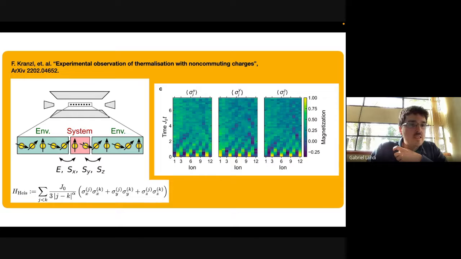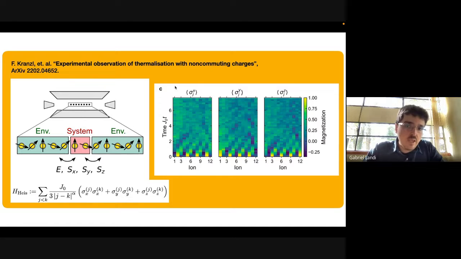So what they did here was they have a spin chain, a one-dimensional spin chain with a Heisenberg Hamiltonian, but they prepared this chain in a way that it's split into 3 parts. So you have a left environment, a right environment, and a system in the middle. And you allow it to exchange not only sigma Z magnetization, but you allow it to transport sigma X and sigma Y magnetization. And here is a full tomography plot of all the spin components as a function of time.